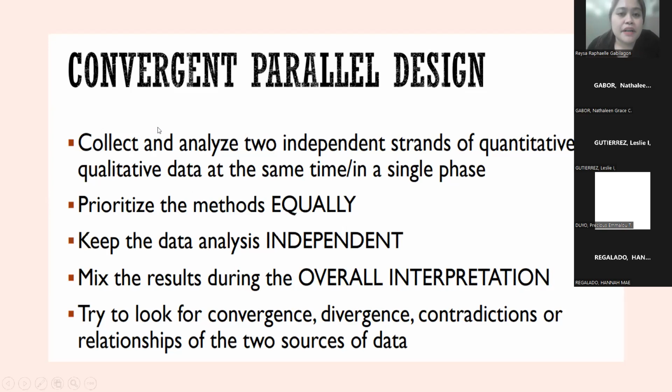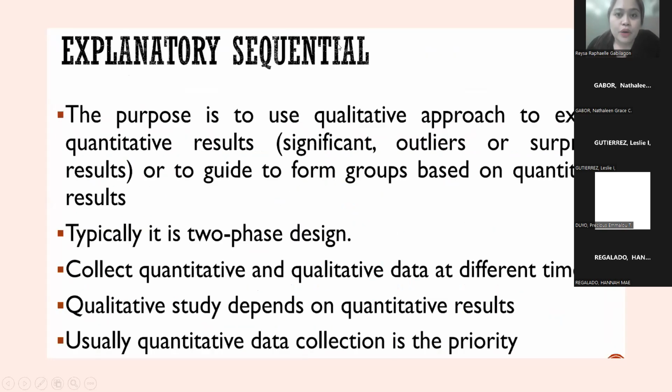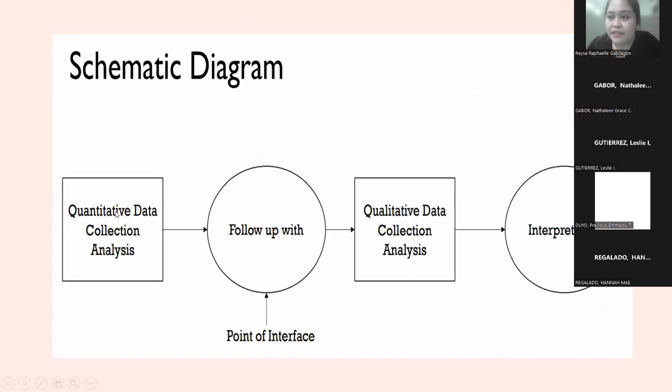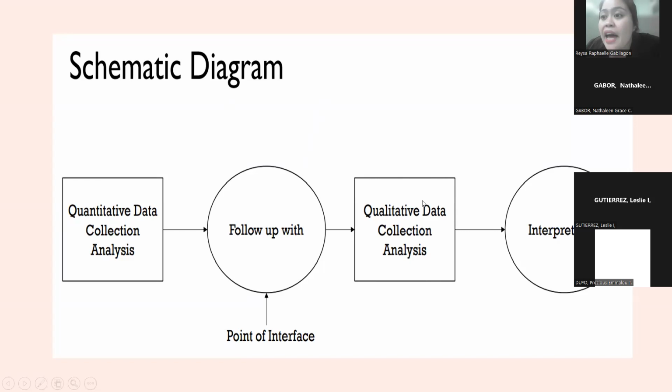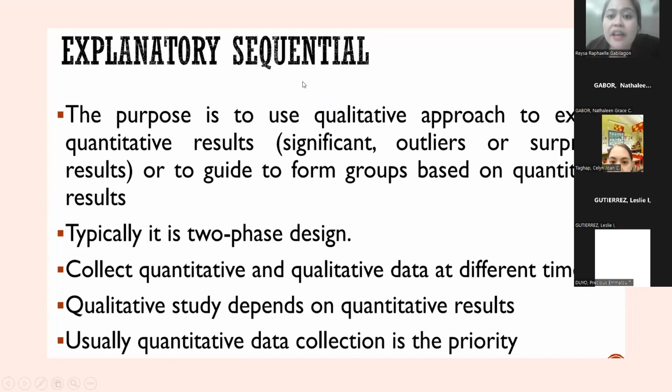Now, if we cannot do a convergent parallel design, we may also do explanatory sequential. So from the term itself, sequential, we will be doing the collection and analysis in sequence, starting with the quantitative data collection and analysis. So you will start first with the quanti, and you will be giving priority to this one. Tapos, after analyzing the quanti, the numerical data, we will be doing a follow-up. How are we going to do that? We will be collecting qualitative data, or our linguistic data. And we will be using our linguistic data to explain our results sa quanti. Kaya siya tinatawag na explanatory sequential.